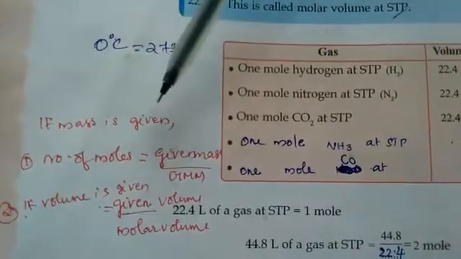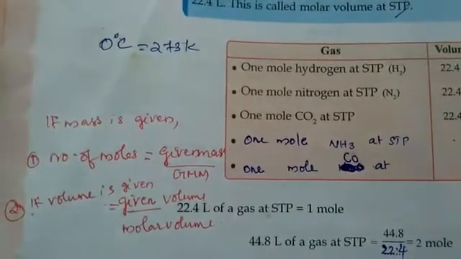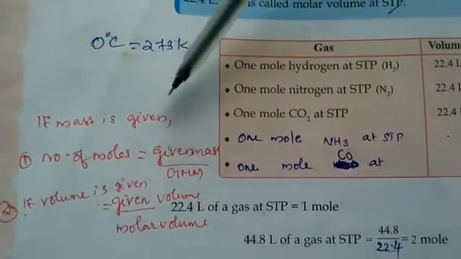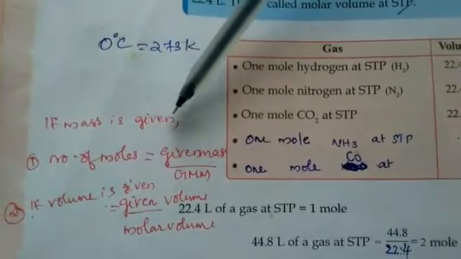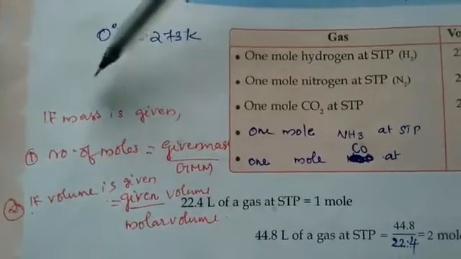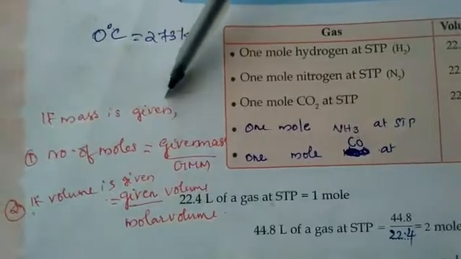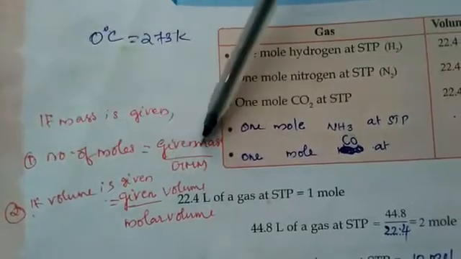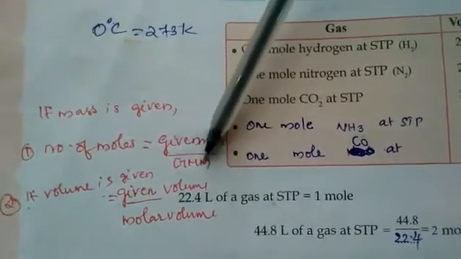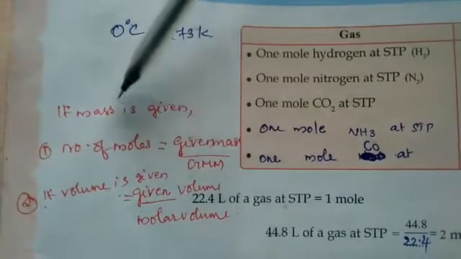How can we calculate the number of moles? It is not given in the textbook clearly, but I have given you in order to calculate the problems. If mass is given, how can we calculate the number of moles? Number of moles is equal to given mass divided by GMM or GAM if mass is given.